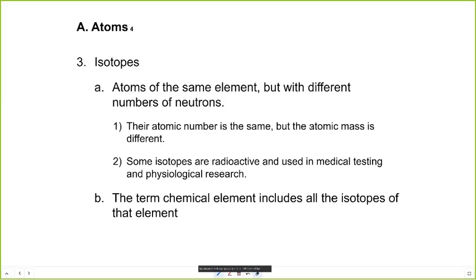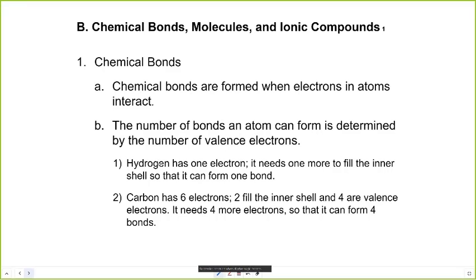Bonding allows one element to share electrons with another element, and the atoms are then able to interact. Whenever you have a molecule that's composed of 2 or more different elements, we call that a compound. Hydrogen, for example, has 1 electron, and it needs to fill the inner shell, so it forms a single bond. And carbon, again, has 6, with 2 on the inner and 4 on the outer valence, which I showed you in the picture earlier.